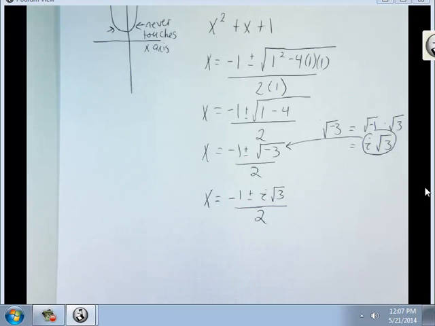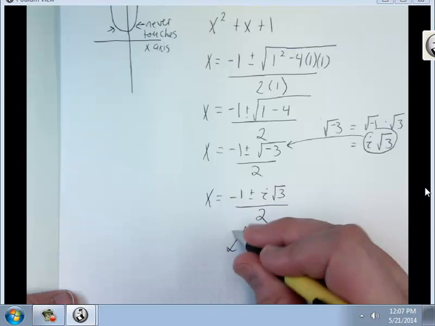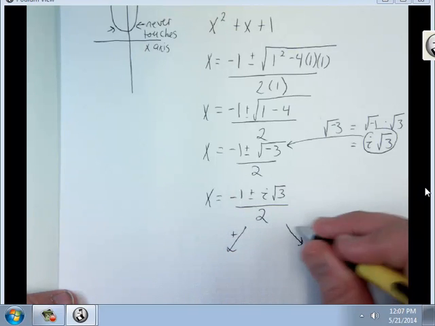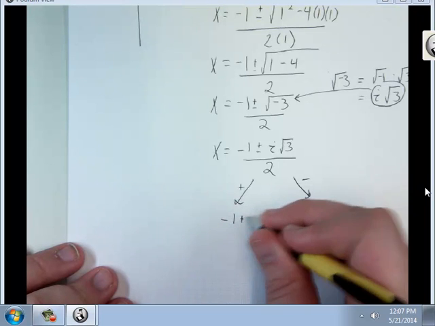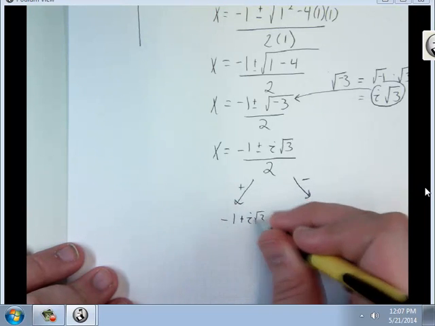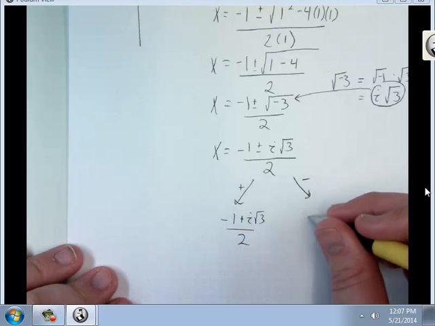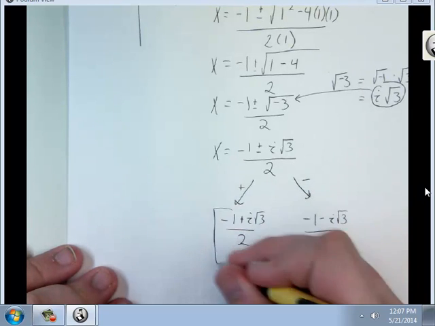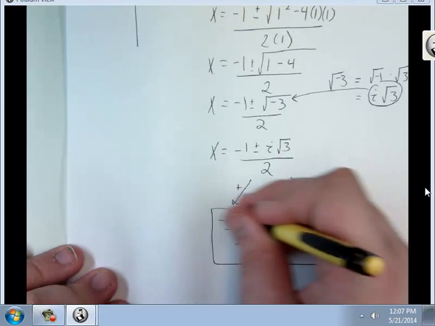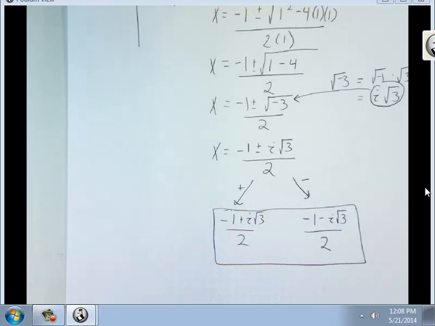So my two roots are negative 1 plus i radical 3 over 2 and negative 1 minus i radical 3 over 2. That's all there is to it.